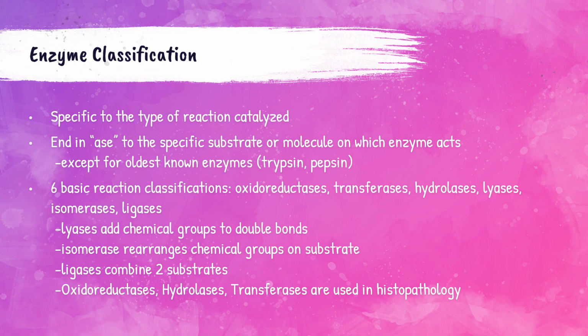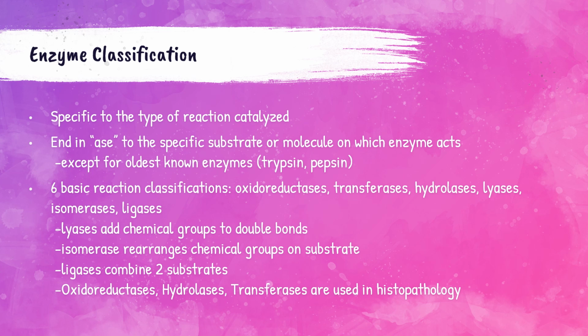Enzymes are specific to the type of reaction that they catalyze. Enzymes are typically named for that specific substrate or molecule on which they act, with the ending of ASE at the end of them. Some older enzymes are not named this way, examples of this would be trypsin or pepsin. Trypsin is an enzyme that helps in digestion by breaking down proteins within the small intestine. And pepsin is also an enzyme that helps in digestion, specifically by breaking down proteins into amino acids and smaller peptides. So those don't end in ASE, but all the other enzymes do.